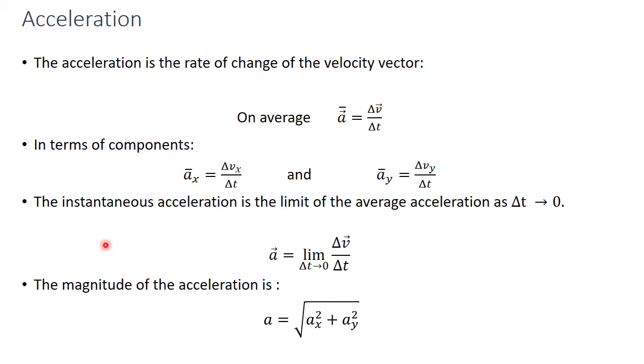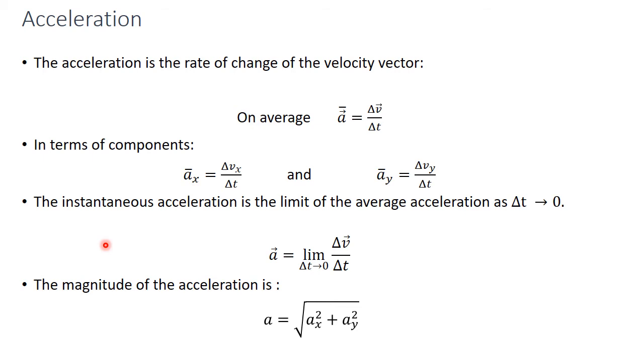Now, in the same way, we have one more vector to define, which is the acceleration. So the acceleration is the rate of change of the velocity vector. Since now we know the definition of the velocity at any time t, if the velocity is changing, then we have an acceleration. And the average acceleration in any interval is the change in the velocity vector over delta t.